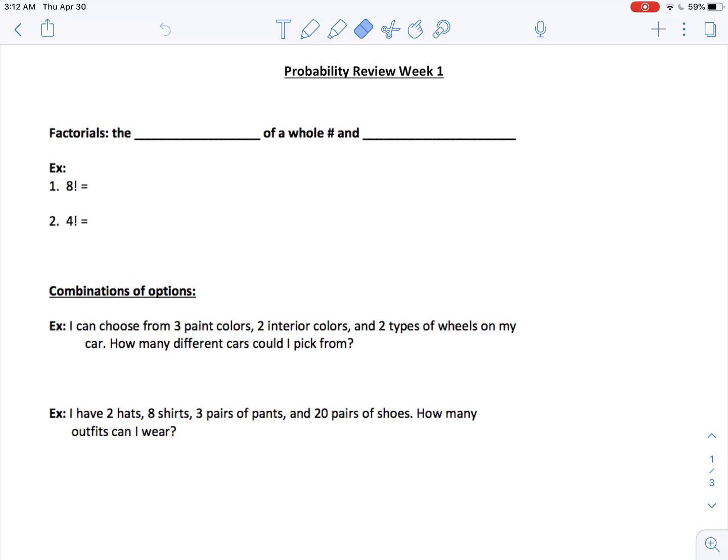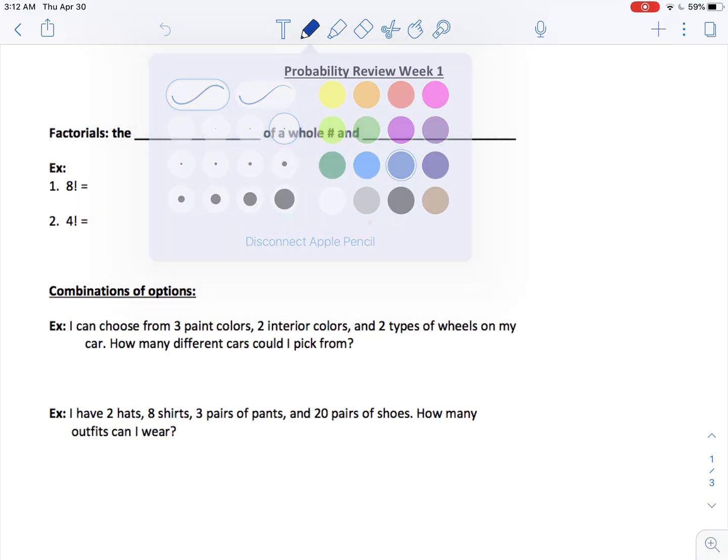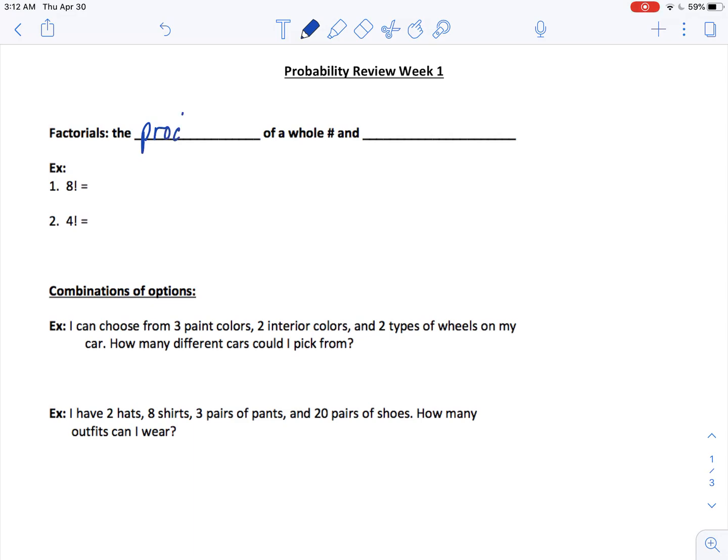So let's get started on our review. Factorials are the product of a whole number and every whole number before it, but not 0.